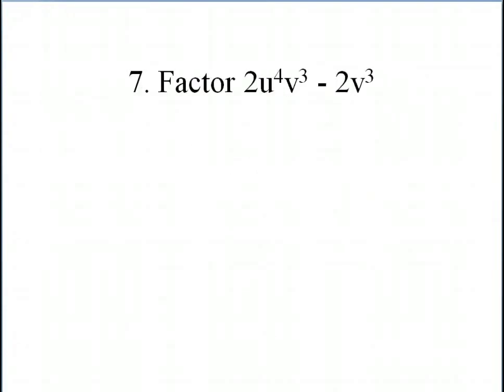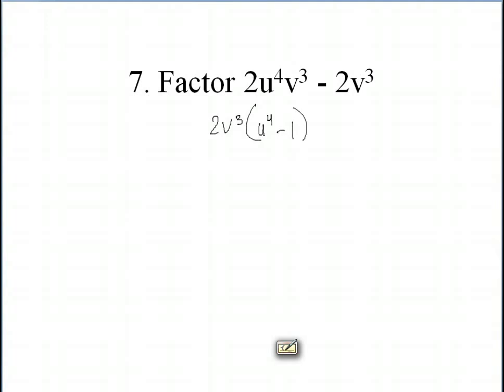Another type of problem when factoring is you may have to factor multiple times throughout the problem. So you have to get in the habit of looking at what you have inside the parentheses after you factor, just to make sure that there's not any more factoring that can be done. So in this problem, first thing we can do is factor out the greatest common factor, which would be 2v cubed. What we'd have left is u to the fourth minus 1.